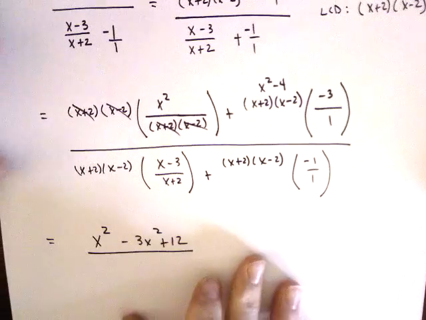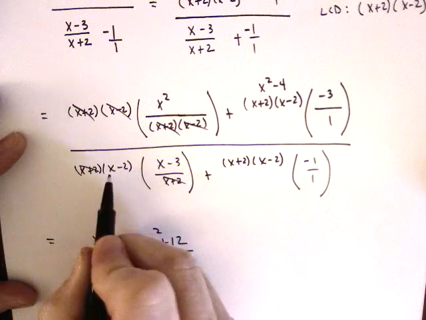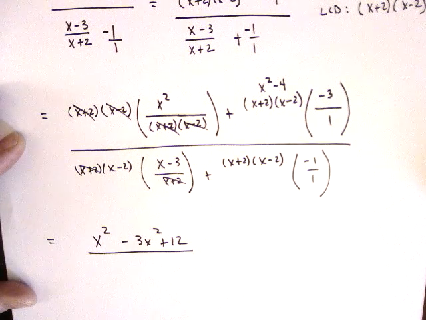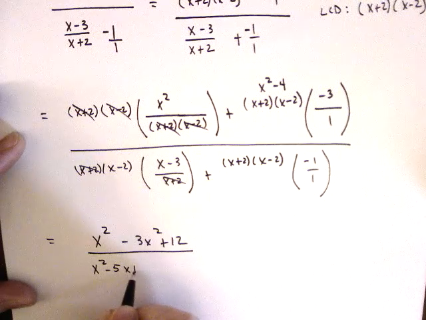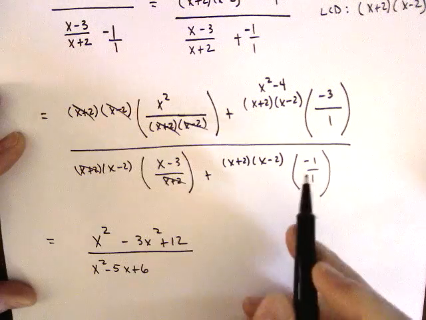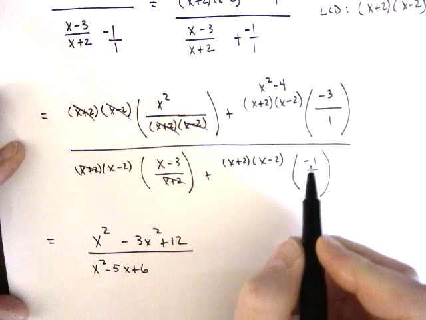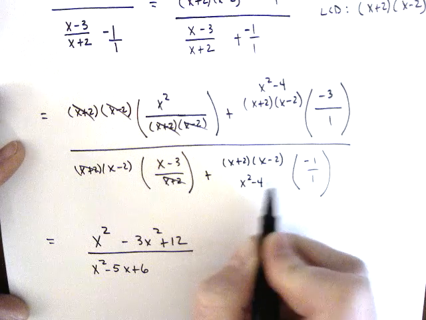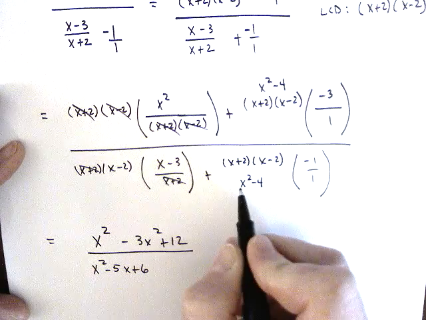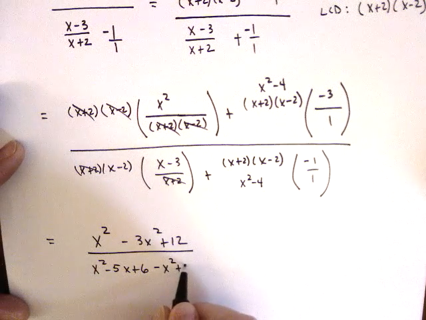Okay, on the denominator, the x plus 2 will cancel. So we're going to have to do x minus 2 times x minus 3. We're going to have to FOIL that out. That's going to end up being x squared minus 5x plus 6. And then nothing cancels here, but we're going to have to FOIL this out and then multiply by a negative. So when this gets multiplied out, we get x squared minus 4 again, but when we multiply by a negative, it's going to change these signs, so we can write negative x squared plus 4.